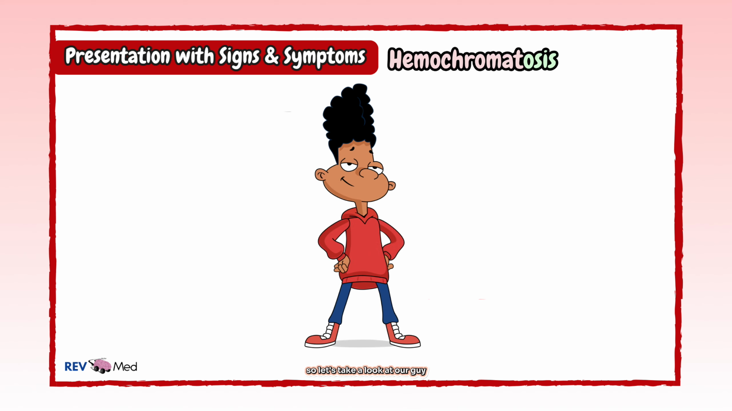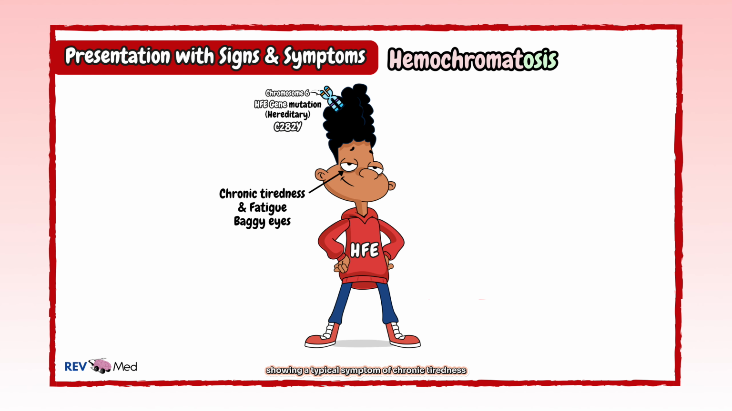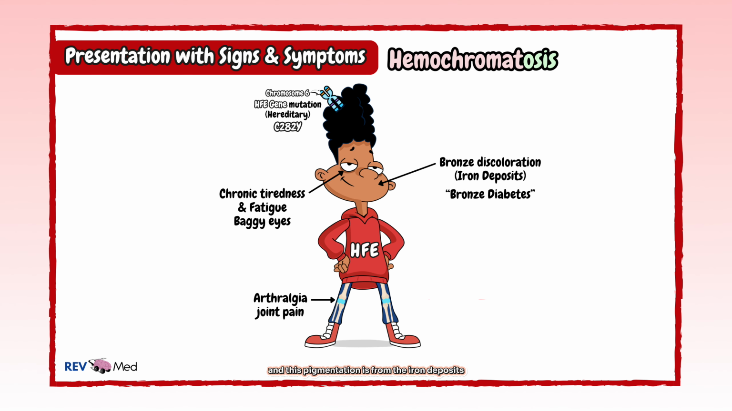So let's take a look at our guy. You may know him. He's got a red hoodie on to remind us this is a heme condition to do with the blood and iron. He's got this afro pick in his hair, which tells us that the most common mutation for hemochromatosis is a C282Y mutation in the HFE gene on chromosome 6. He has baggy eyes, showing a typical symptom of chronic tiredness and fatigue. Here we show the knee because there's arthralgia, pain from the iron deposits in the joints. We'll see bronze discoloration, also known as bronze diabetes, and this pigmentation is from the iron deposits in the skin.